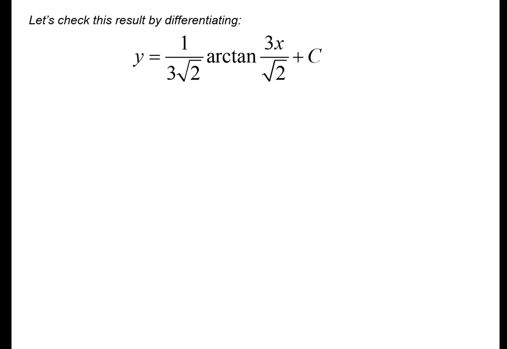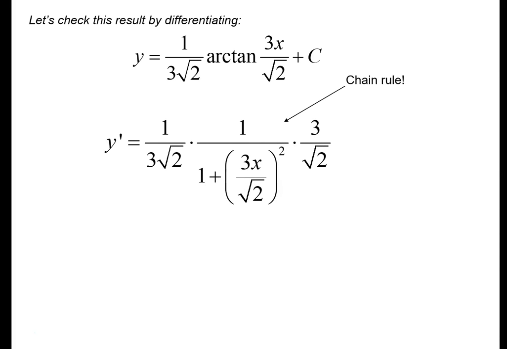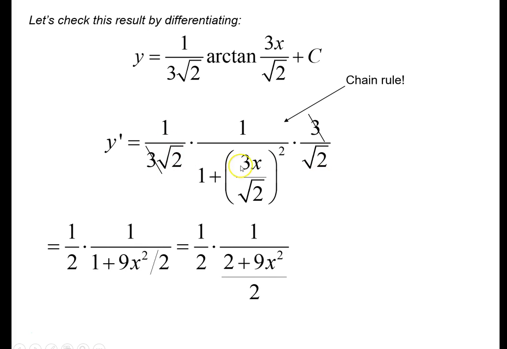Check this by taking the derivative. You don't have to write this down, but just take a look. If we do a chain rule for the arctan of 3x over the square root of 2, we get 1 over 1 plus that expression squared times the derivative of the inner function, which would be 3 over the square root of 2. Those 3's would cancel. This radical 2 and this radical 2 became a 1/2 in the front.